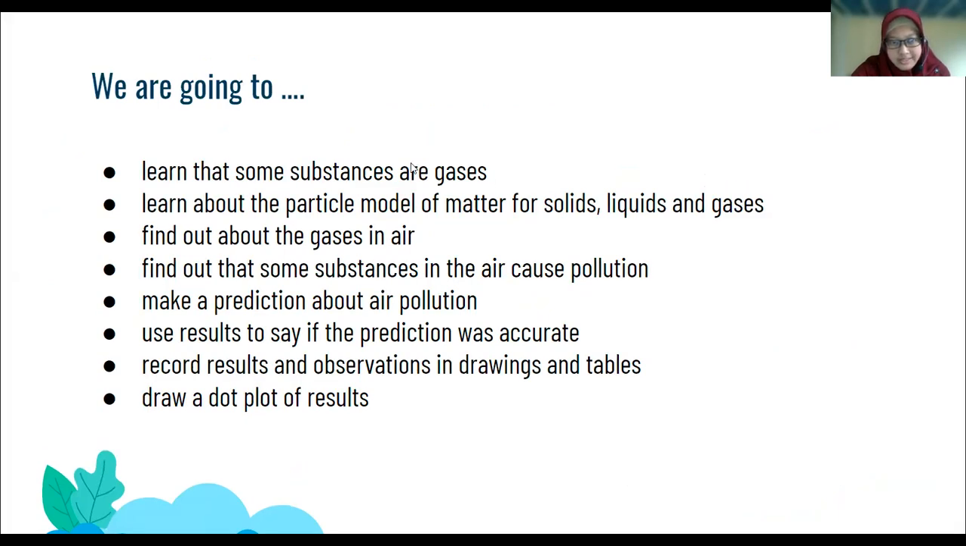We are going to learn that some substances are gases, and learn about the particle model of matter for solids, liquids, and gases. Find out about the gases in air. Find out that some substances in the air cause pollution. Make a prediction about air pollution. Use results to say if the prediction was accurate. Record results and observations in drawings and tables, and draw a dot plot of results. We are not going to draw a dot plot of results, since you do the measurement of air pollution on your own, so we cannot guarantee that all the variables are the same.